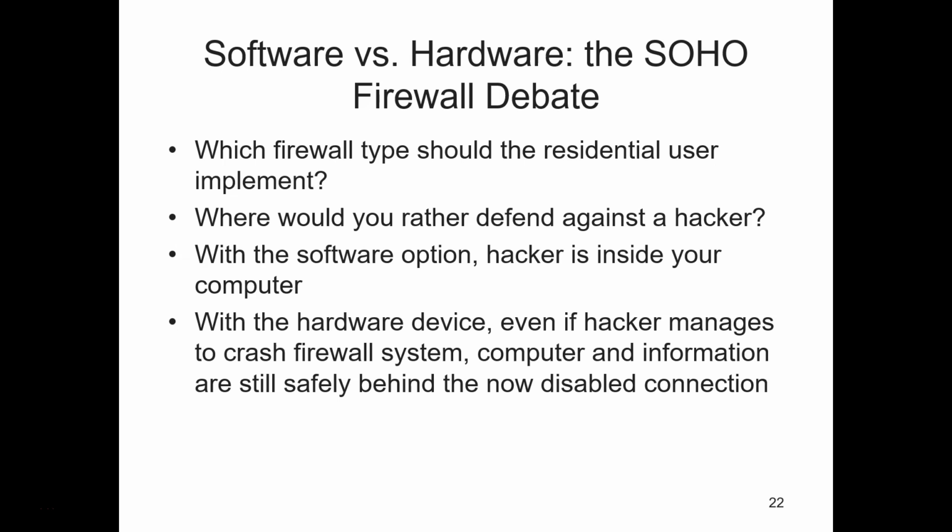If the software happened to have a known vulnerability, the hacker could bypass it and then have unrestricted access to your system. With the hardware device, even if the hacker manages to crash the firewall system, your computer and information are still safely behind the now disabled connection, which is assigned to a non-routable IP address, making it virtually impossible to reach from the outside. Basically, if the firewall is down, there is no connection to get to the inside.